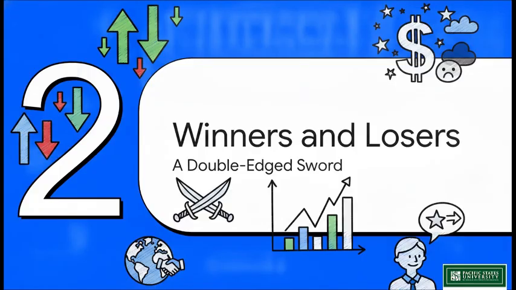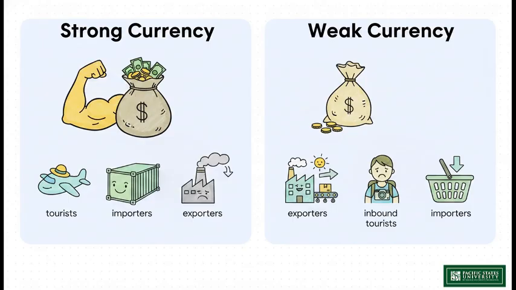Section 2, currency winners and losers. I call this the double-edged sword of a strong dollar. If you watch financial news, you always hear politicians or pundits demanding a strong currency. A strong dollar just inherently sounds like a great thing, doesn't it? Who wouldn't want their money to be strong? But economically speaking, it actually creates very distinct winners and losers depending entirely on where you stand in the market.